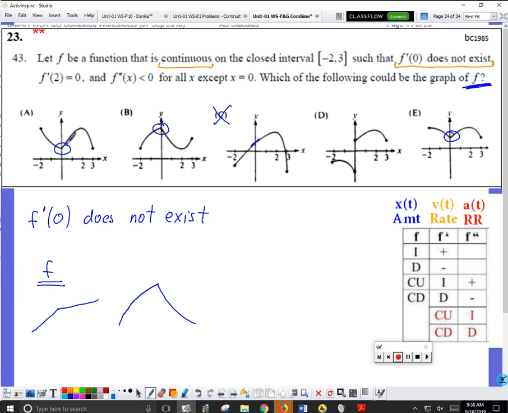Is there another one? Can we cross out B? Listen to Sydney. We're looking for a graph of f. It's a good comment. F is supposed to be continuous. D is not continuous. Listen to Sydney. It should be like a bumper sticker.